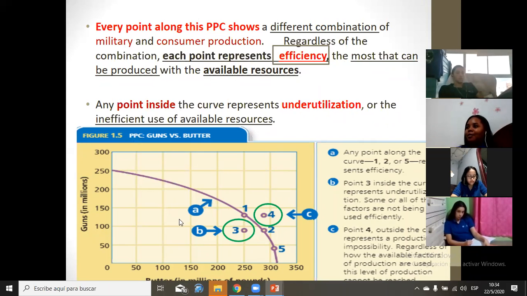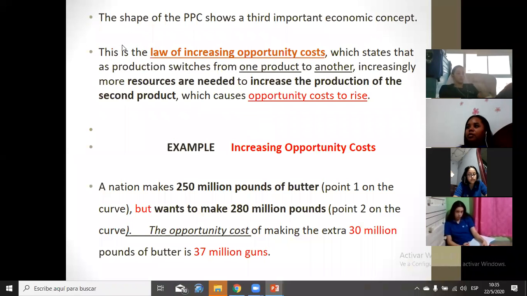Any point inside the curve represents underutilization or the inefficient use of available resources. The shape of the PPC shows a third important economic concept. This is the law of increasing opportunity cost, which states that as production switches from one product to another, from guns to butter, increasingly more resources are needed to increase the production of the second product, which causes opportunity cost.